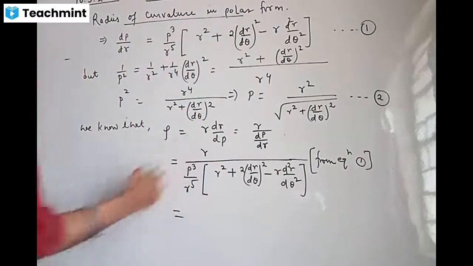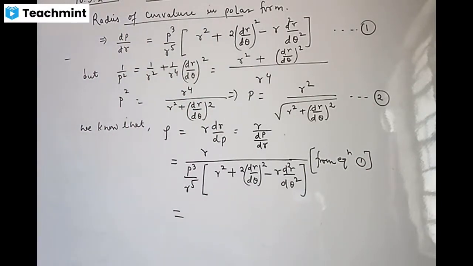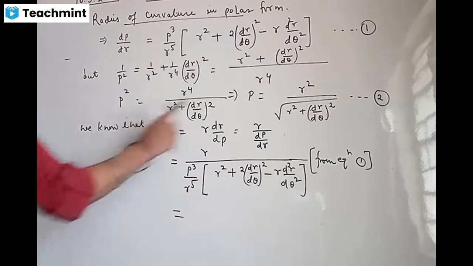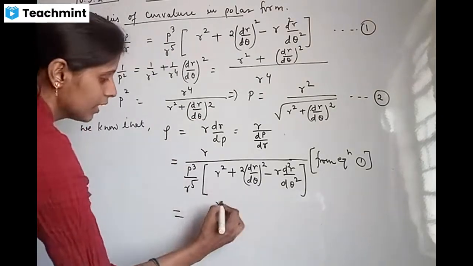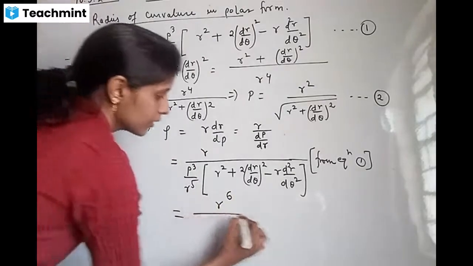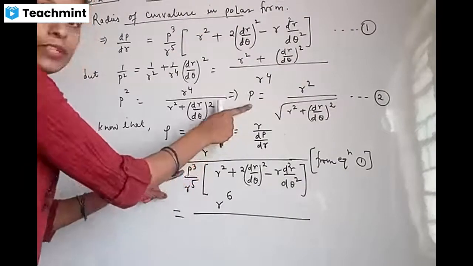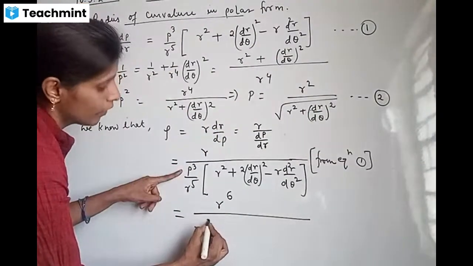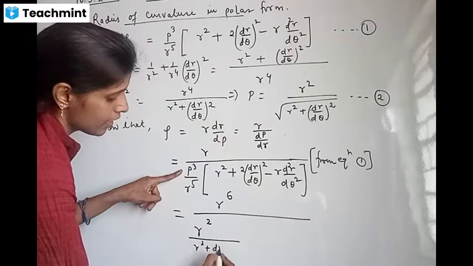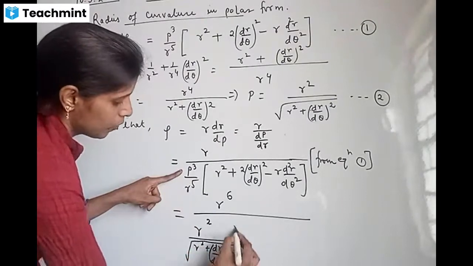So by cancelling these values, we have r to the power 6. I'm going to write this value with r common, so r to the power 6. Next I am going to put the value of p, q. So p is here from equation number 1. What is p here? I'll write r square divided by the square root of r square plus dr by d theta whole square, whole to the power what?